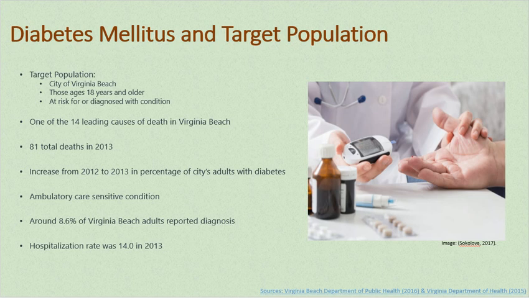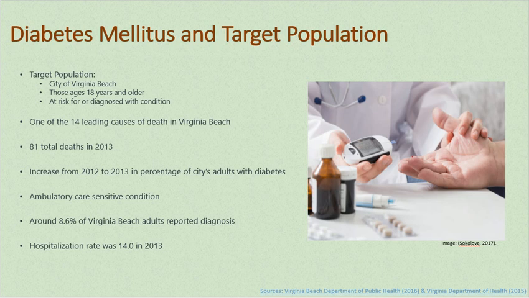There was an increase from 2012 to 2013 in the percentage of Virginia Beach adults, ages 18 and older, with diabetes. Diabetes is one of the ambulatory care-sensitive conditions treated in Virginia Beach. Events related to these ambulatory care-sensitive conditions may be prevented with regular good outpatient care. This care should include early intervention and complication prevention, as well as prevention against more severe disease. Around 8.6% of the city's adults reported a diagnosis of diabetes, compared to close to 9.8% in Virginia in 2013.